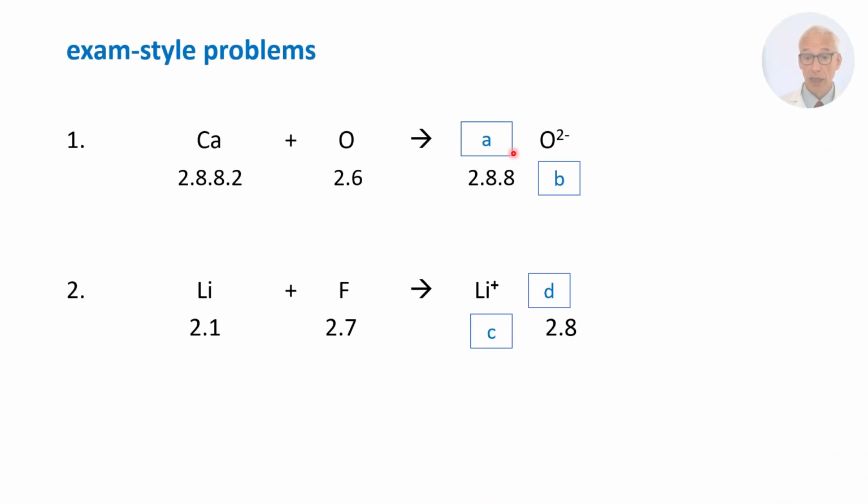Identify the ion and the electron configurations for A, B, C, and D. Stop the class, come back when you are ready. Okay, so I'm going to reveal. Calcium becomes calcium 2+, 2,8,8, and oxygen becomes oxide, 2,8. Fluorine becomes fluoride. Lithium becomes, from 2,1, it becomes 2, and fluorine 2,8.